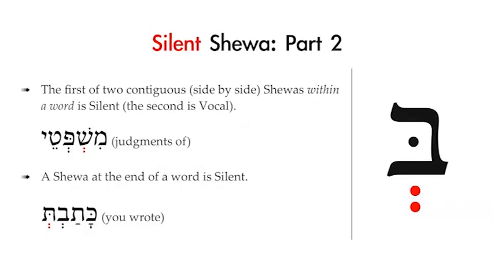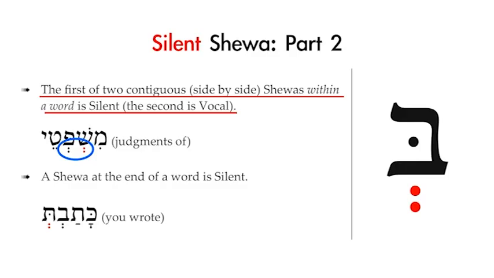Silent schwa part 2. The first of two contiguous or side-by-side schwas within a word is silent. The second one will be vocal. So let's look at our example down here, and you'll observe that in this word there are two schwas in the middle of the word. Whenever you have two schwas side by side together like that in the middle of the word, the first one is always silent. You can confirm that by looking at the vowel before it, and you see that short I-class vowel, hiriq. Because it appears before a short vowel, it must be silent. You can also doubly confirm the status of this next schwa because it does not appear before a short vowel, so it must be vocal.